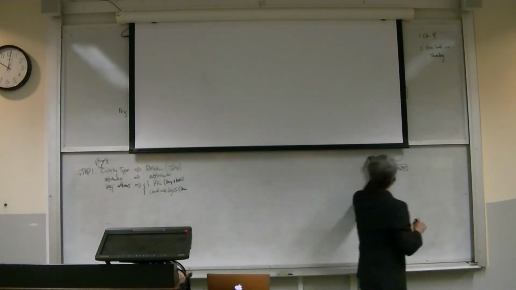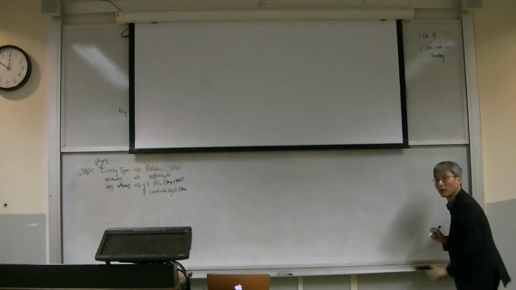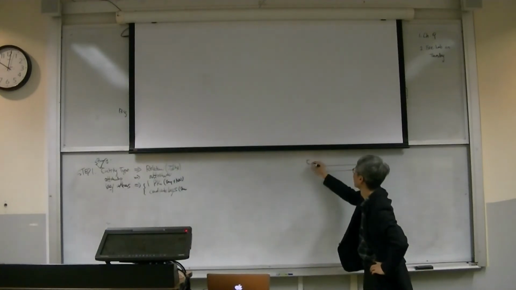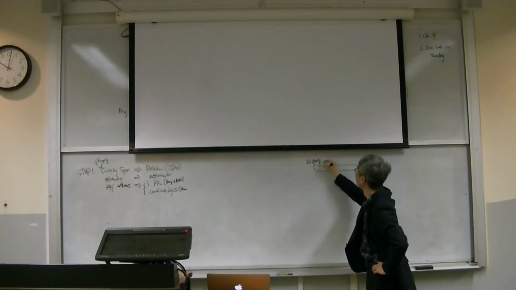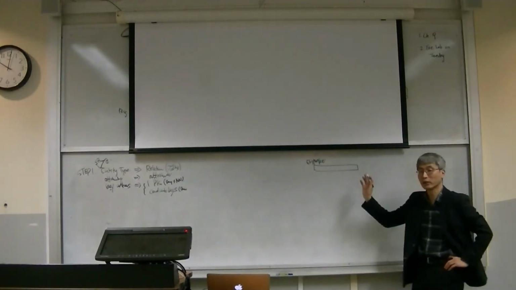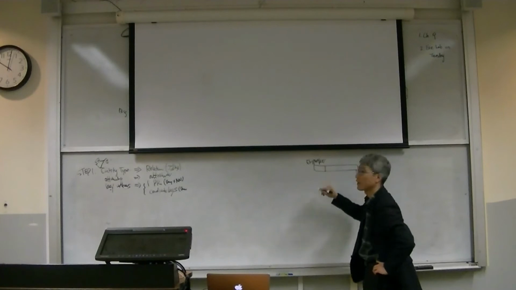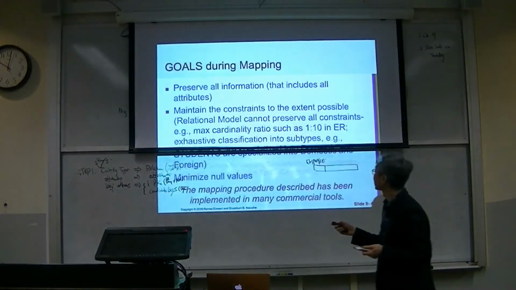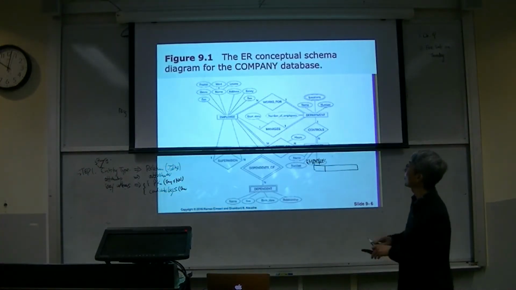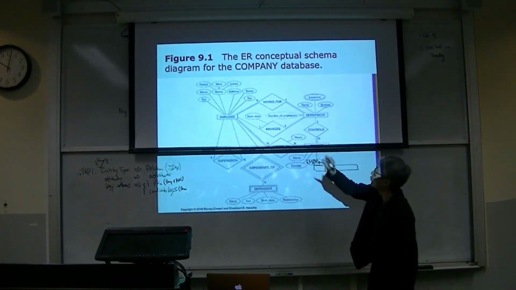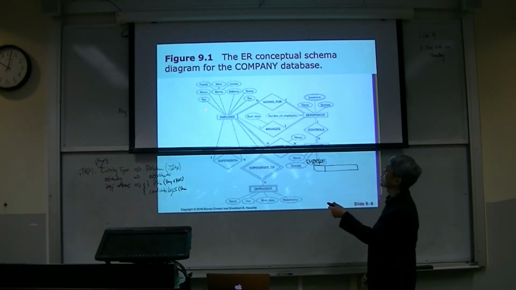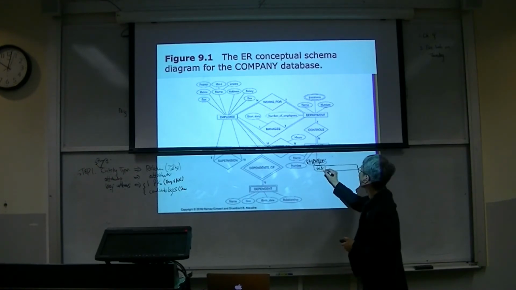So let's convert our company database. We have employee. So the employee relation has attributes. What will be the primary key? Social security number. So the social security number is the primary key, and the others include the birth date.